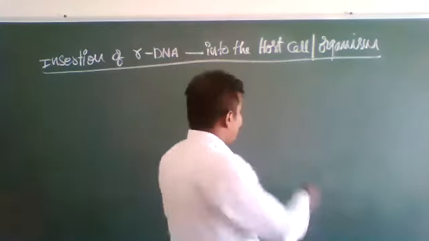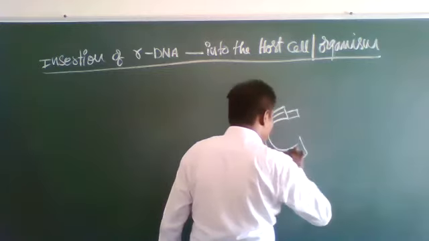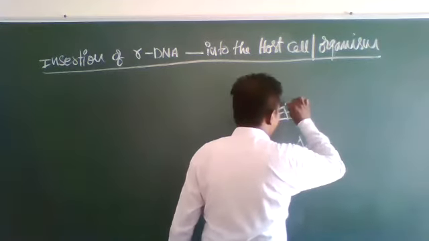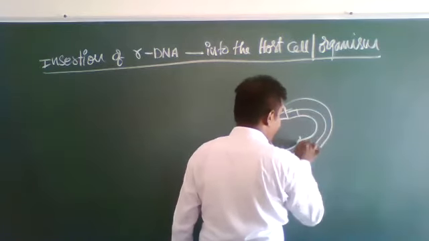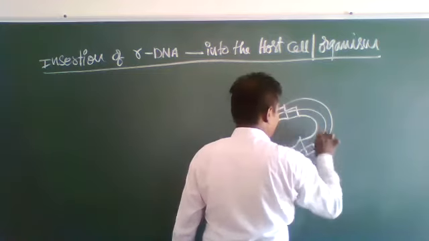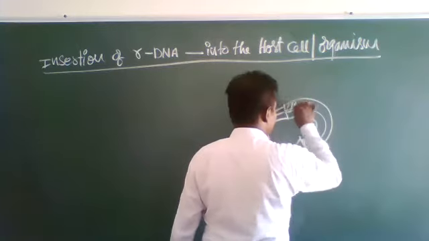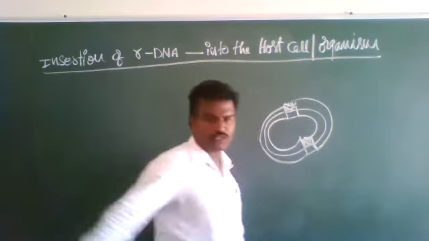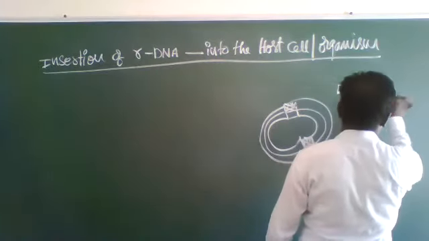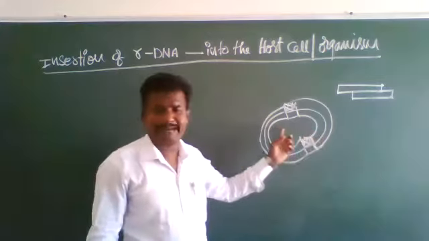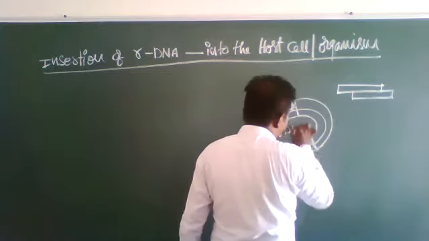First, this is called the vector. This vector is combined with the foreign DNA, according to complementary sequences. So this is the vector, this is the foreign DNA. The foreign DNA is combined, ligated or inserted into the vector. Then it is called recombinant DNA.